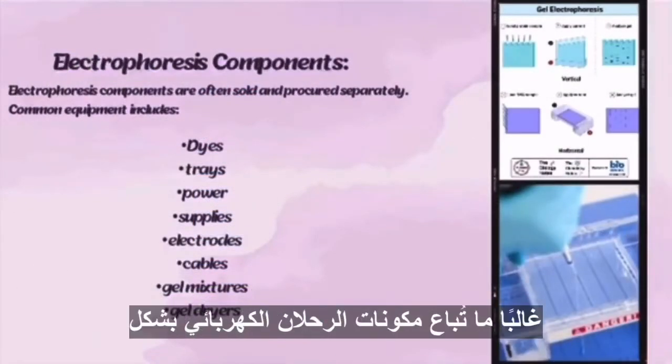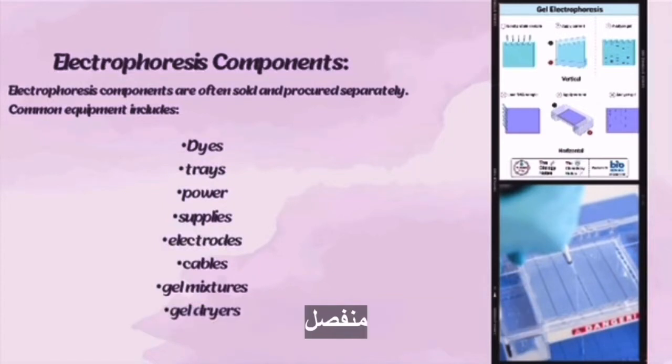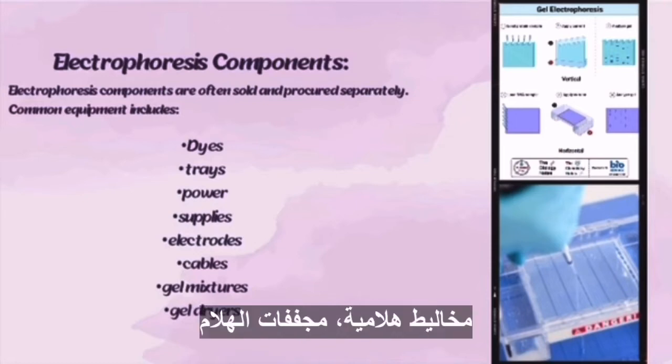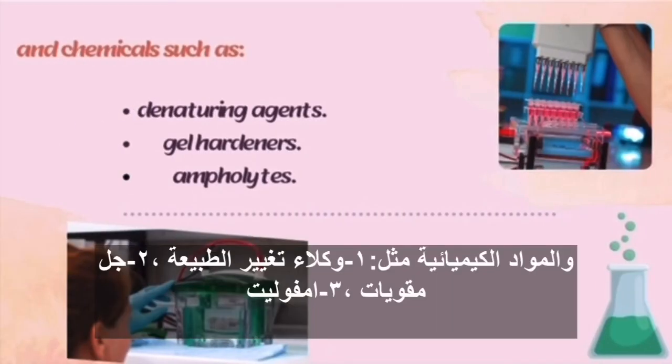Electrophoresis components. Electrophoresis components are often sold and recorded separately. Common equipment includes dyes, trays, power supplies, electrodes, cables, gel mixtures, and gel dryers, and chemicals such as denaturing agents, gel hardeners, and buffers.